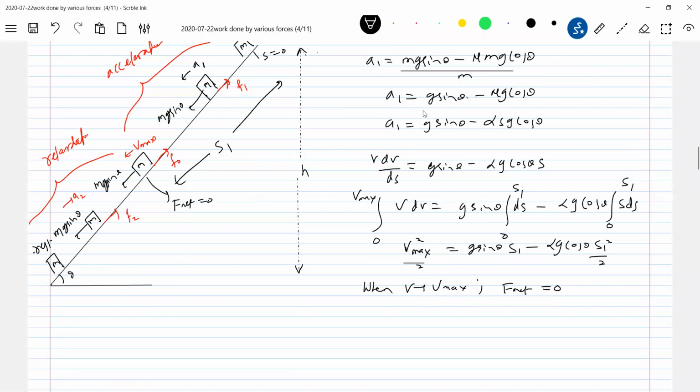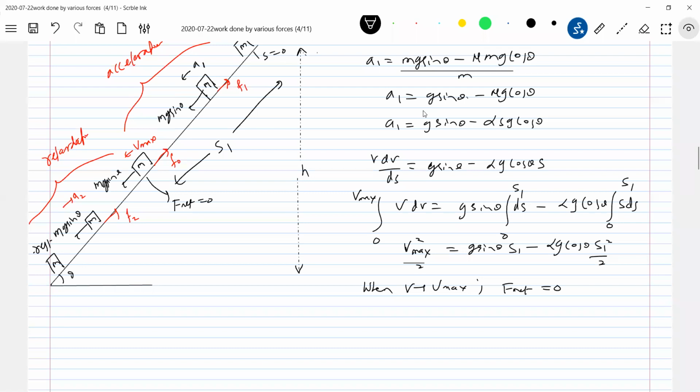Sir, you can ask me one best question: why you are saying that only when net force is 0, speed is maximum? I think it's based on kinematics here. First, the body will accelerate, but at the same time, what happens? What is the motion? Accelerated motion. So what's happening here? Speed increasing, acceleration decreasing.